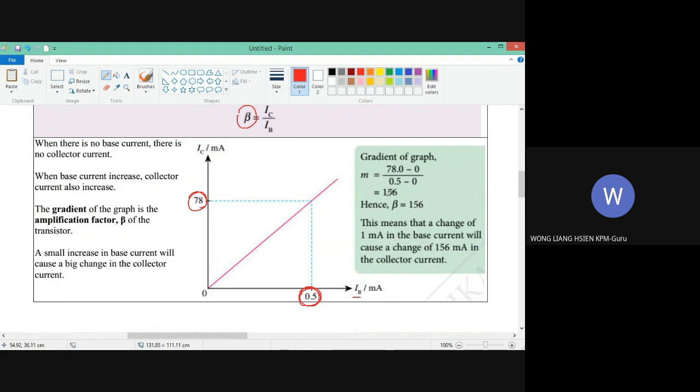So you see here, because the collector current is 156 times the base current, this means that a change of 1 milliampere in the base current will cause a change of 156 milliampere in the collector.